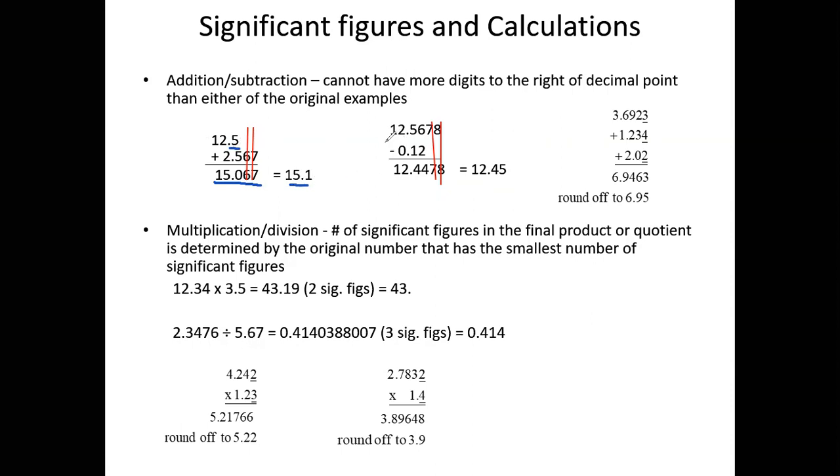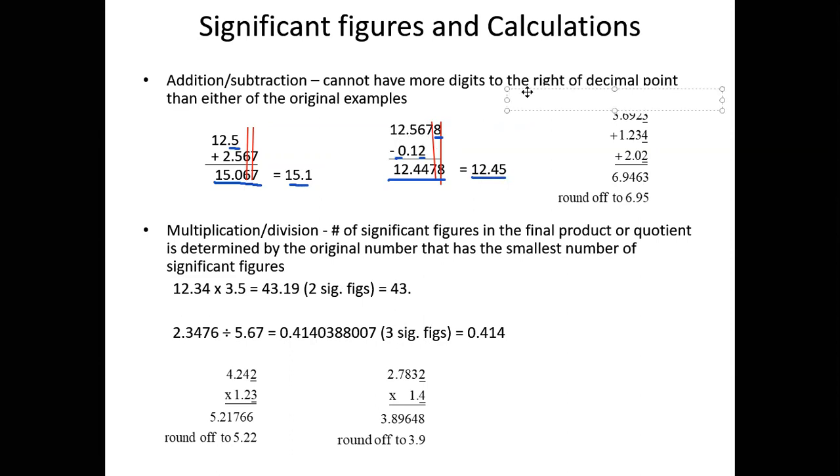Next, we have a subtraction problem, 12.5678. And so for this number, the significant decimal place is down to the 10 thousandths. Whereas our second number, 0.12, its significant decimal place is down to the hundredths. So when we get our answer, we have to round to the hundredths, and that's where we get 12.45. Now let me show you what we mean by significant decimal places.